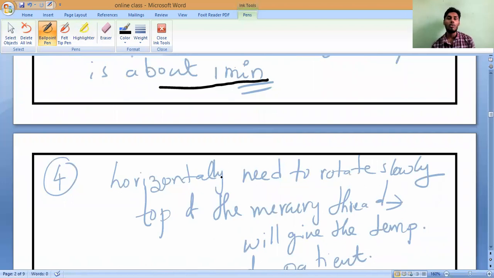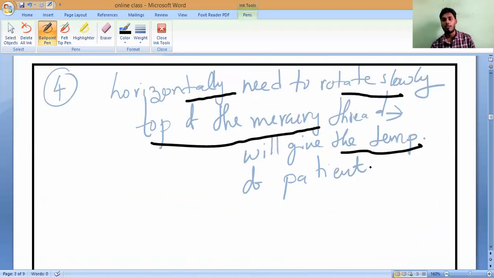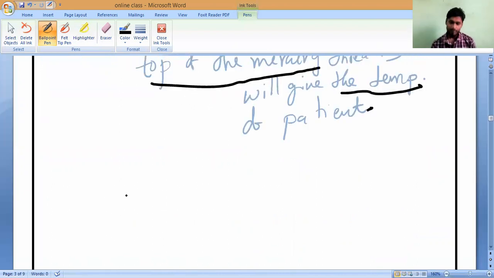Later you have to remove it from the mouth horizontally and rotate it slowly in a horizontal position, at the line of sight. Then if you compare the level with the top of the mercury thread, it will give the temperature of the patient. That is how we can measure the temperature of the patient.